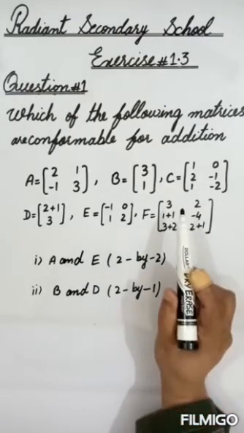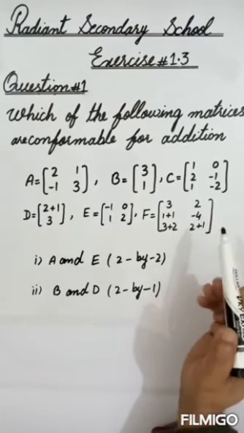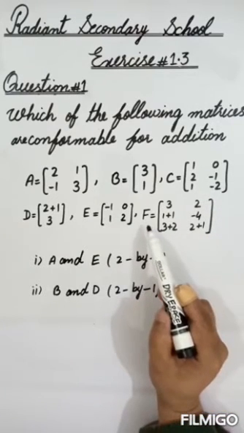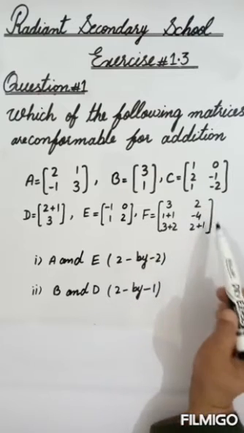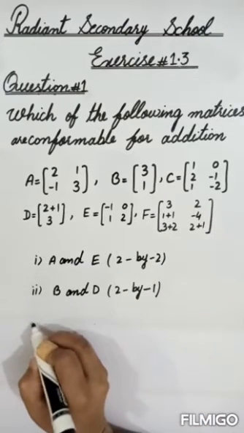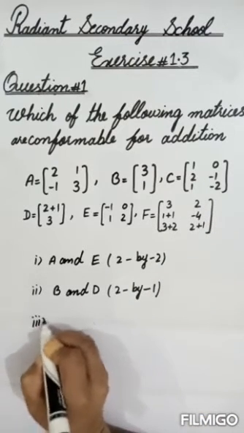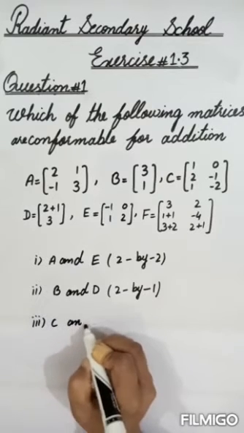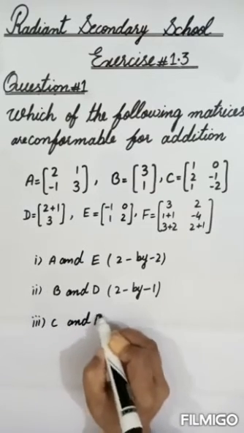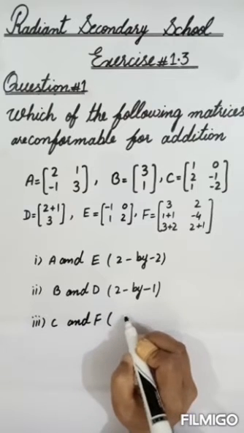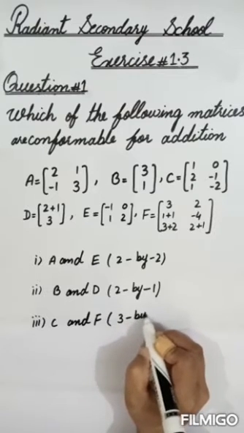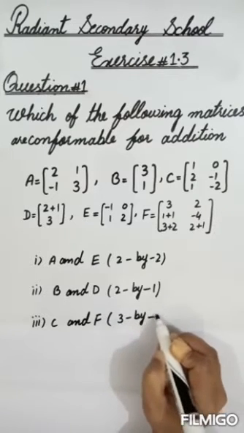Now look at matrix C. C has order 3 by 2 and F also has order 3 by 2. So we can add C and F because both have the same order and the order is 3 by 2.